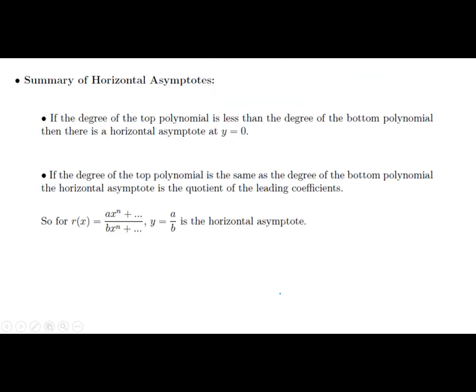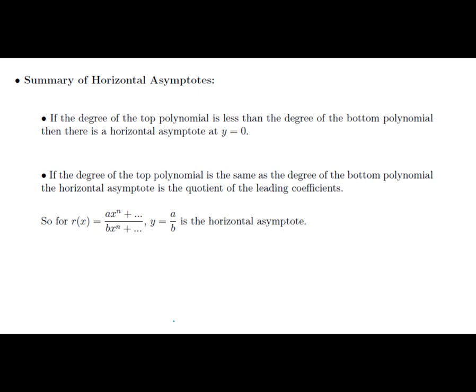So we can put all this together here into some rules. First of all, if the degree of the top polynomial is less than the degree of the bottom polynomial, then the horizontal asymptote will always be y equals 0. If the degree of the top polynomial is the same as the degree of the bottom polynomial, then what you'll get is basically a term on top and on bottom surviving. And it'll always just simply be the coefficient for the highest degree top term and the coefficient for the highest degree bottom term surviving in top and bottom. And so you'll always just get this fraction a over b.